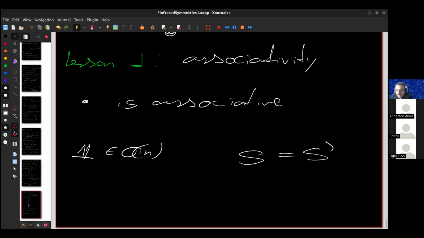If I never changed S, then surely S before and after my transformation is going to be the same. So the identity is always a symmetry. In particular, it is always a rotation, and in more generality, it's always a symmetry. So, lesson 2: identity.